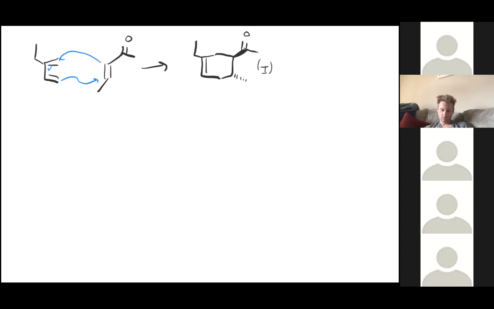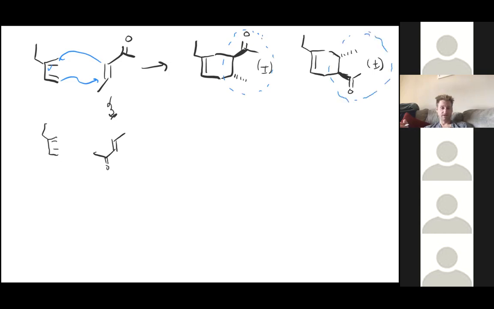And again, we can do the same thing. Flipped over. This will lead to our other product, like so. And essentially we're just flipping this part of our molecule. Which makes sense. Our molecule came from two different halves.